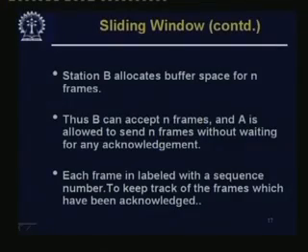So, A can send n frames without waiting for any acknowledgement. Each frame is labeled with a sequence number to keep track of the frames which have been acknowledged, because now, since more than one frame may be in transit, maybe the first frame has been lost, the second frame has reached. Now, the receiver somehow has to know that this is the second frame or the first frame has been lost.